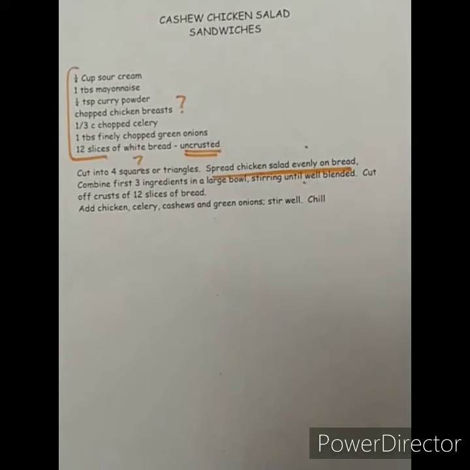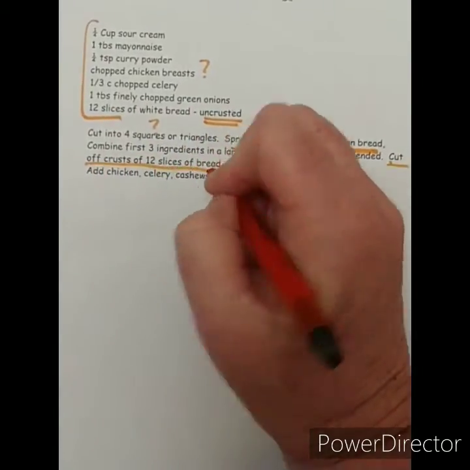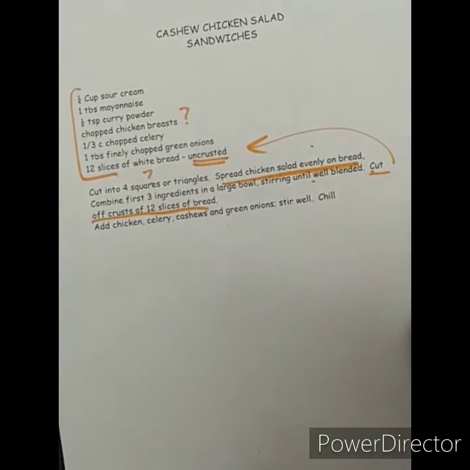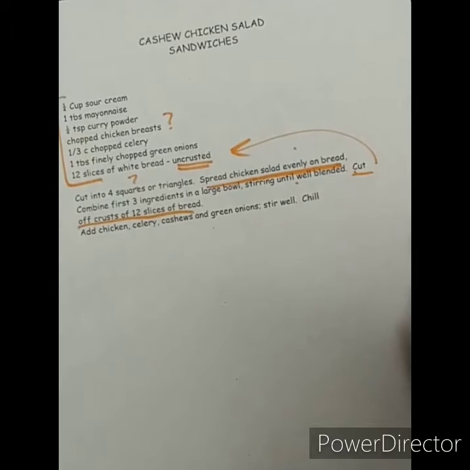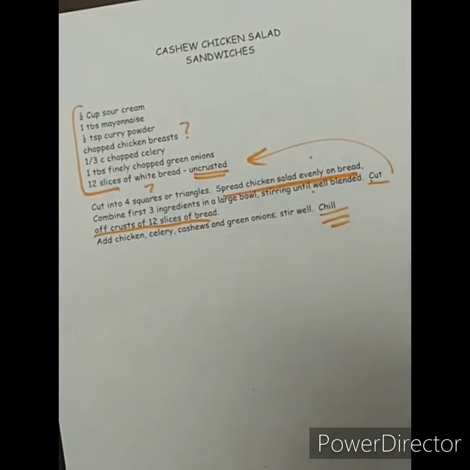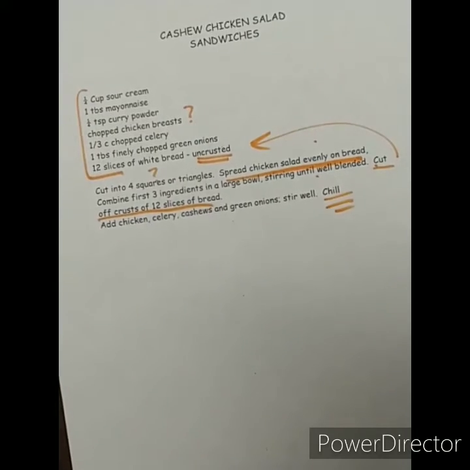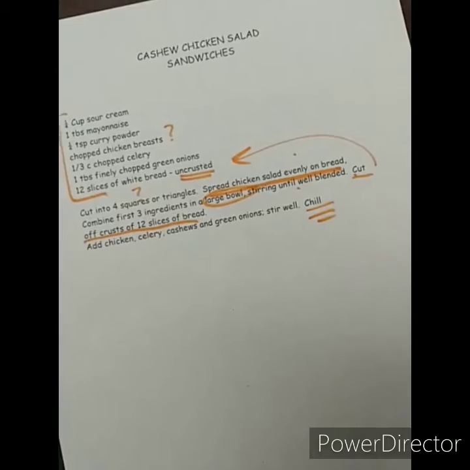Cut off the crust of 12 slices of bread. Well, if that's part of my instructions, why did they say uncrusted in the ingredients? Shouldn't I have done that beforehand? Add chicken, celery, cashews, and green onions and stir well. Chill. How long am I supposed to chill it? How am I supposed to make this? Do I need a big bowl? Oh, I do need a big bowl. It's very confusing and I wouldn't know what to do with this recipe.